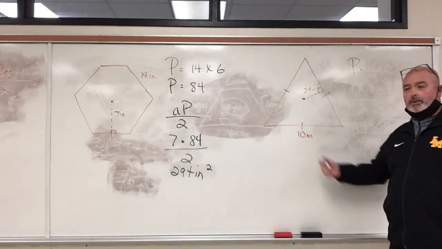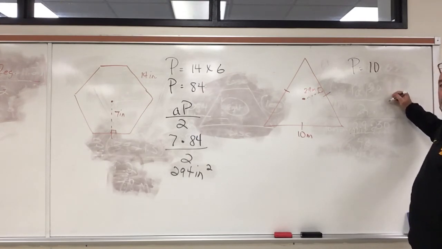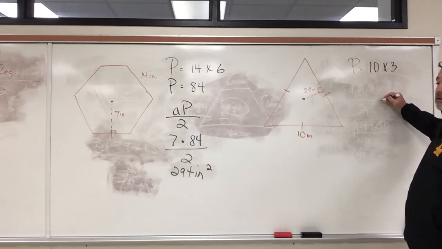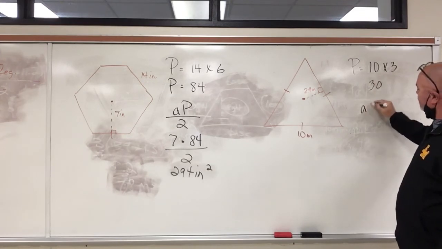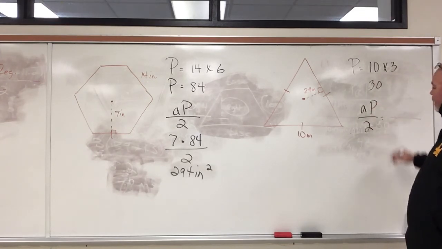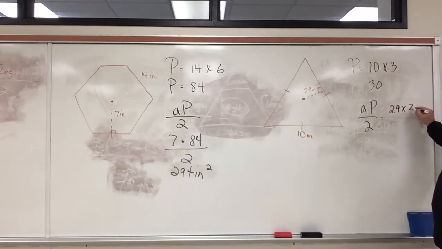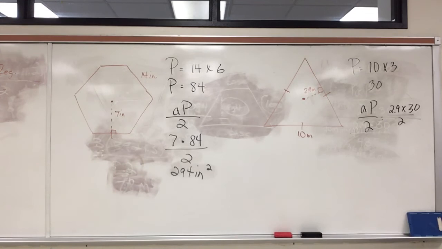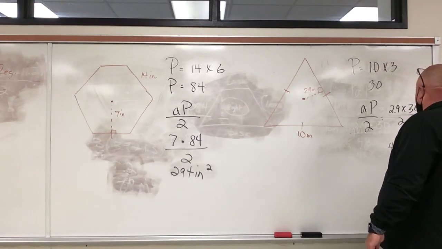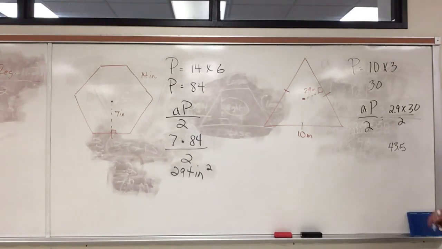What's the side equal to? 10. How many sides do we got? 3. 10 times 3 is 30. I'm going to take the apothem times the perimeter, divide by 2. The apothem is 2.9, times 30, divide that by 2. So everybody take your handy dandy calculator, type it in, practice typing in numbers in your calculator, so you're good at it, and you get 43.5. So my area of this polygon, yes, it's a polygon, is 43.5 meters squared.